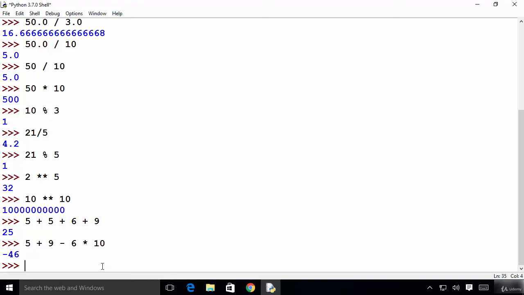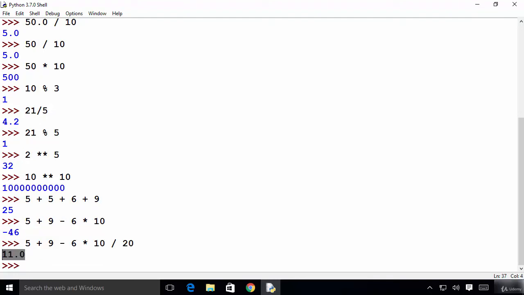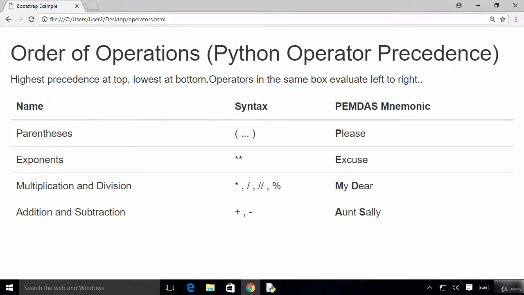Now there is one question which may arise here. For example, once again I'm going to do 5 plus 9 minus 6 multiplied by 10 and divided by 20 and press enter here. It's going to give me this value, but how is this value calculated? What operation is executed first? Is the multiplication done first, or is the division done first, or did the addition take place first, or the subtraction take place first? So I have this table, and here you can see the precedence of these operators.